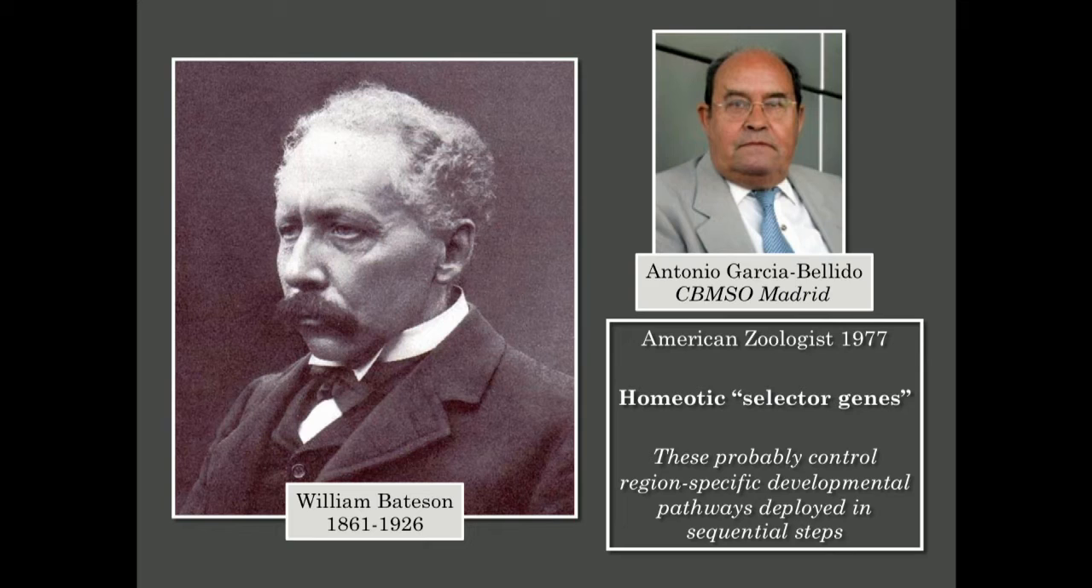Okay, so that's one important way that Antonio was thinking about Hox genes. And the other thing that he said, perhaps we can deduce from these cell autonomous phenotypes that there are certain types of homeotic genes that act as what he called master selector genes that then control region-specific developmental genetic cascades that function in a stepwise fashion.